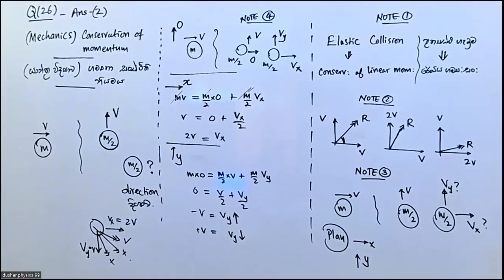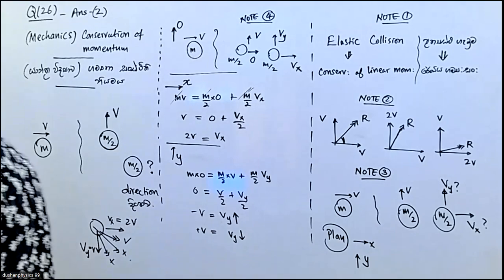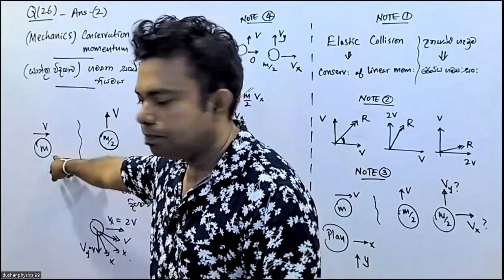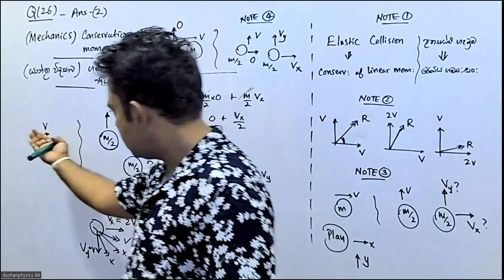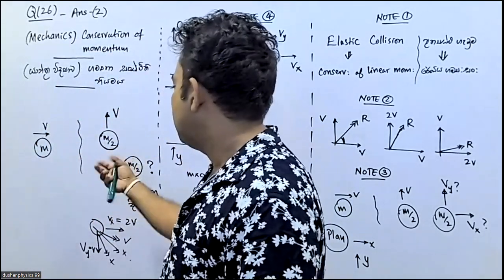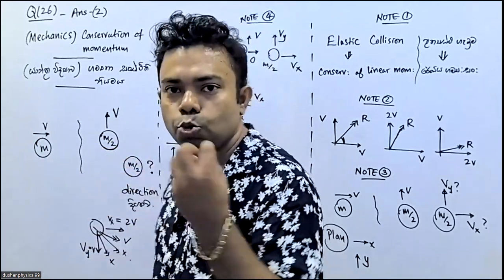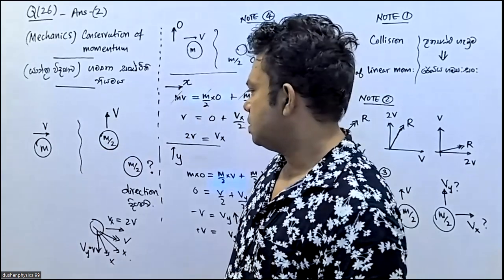So, as you can see, let me explain what the question is. The question says there's a mass moving at velocity v towards the right, in the x direction. And after blasting, what has happened? It has blasted into two equal masses.